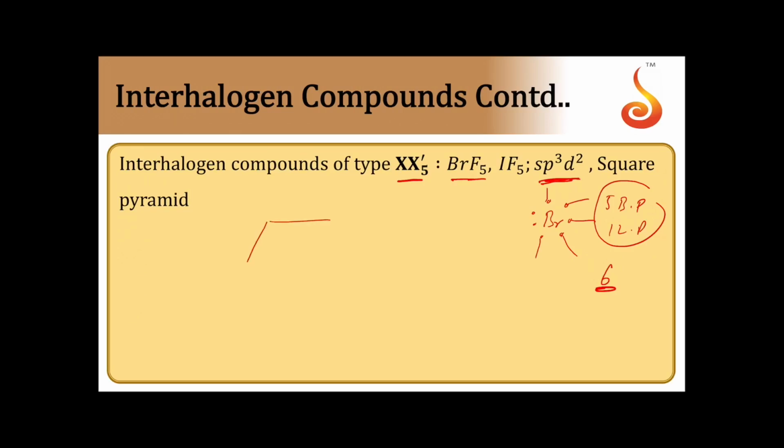Therefore, the structure will be sp3d2 hybridization, with 1 lone pair present on it. The lone pair occupies a position here. Let us write Br here and then the fluorine atoms. So the base is square and we have a pyramid on top. We can take it as a square pyramidal structure, but it will be a distorted square pyramid because of the lone pair of electrons present in it.